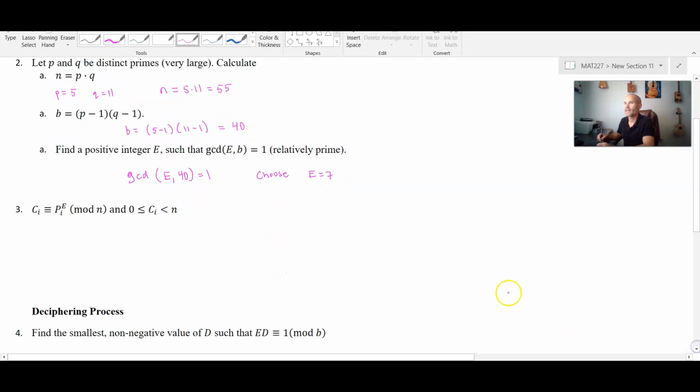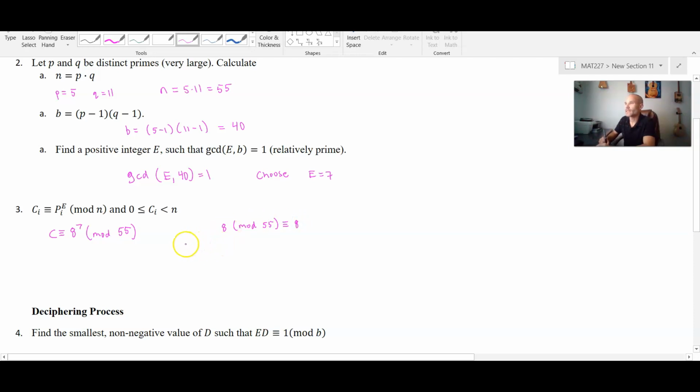Our next task is to conduct the modular exponentiation process. So to find the ciphertext, our ciphertext is going to be congruent to our P value, which we chose our message to be 8, raised to the value of e, which we found to be 7, and mod n, well, n is equal to 55. Okay, so the modular exponentiation process, as usual, is going to be first of all to compute 8 mod 55. And 8 divided by 55 is 0, remainder 8. So that's congruent to 8.